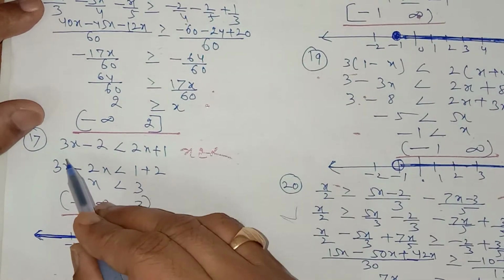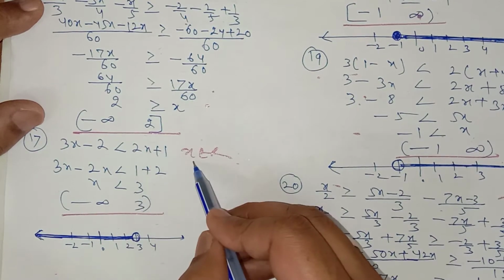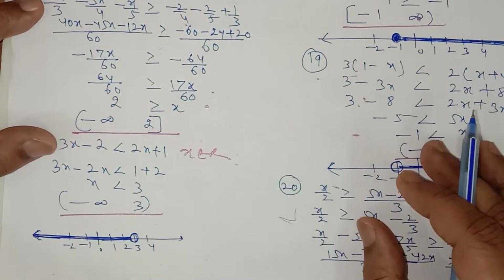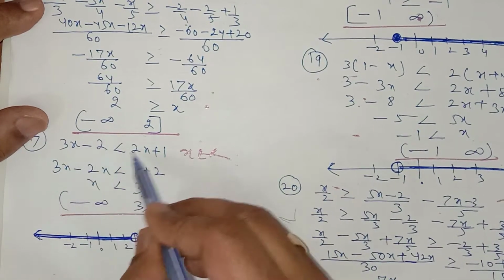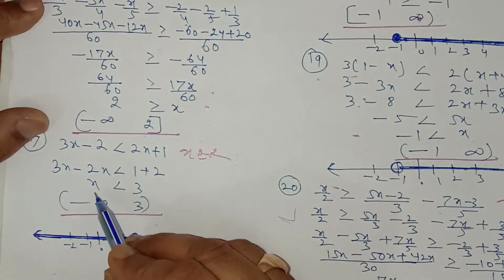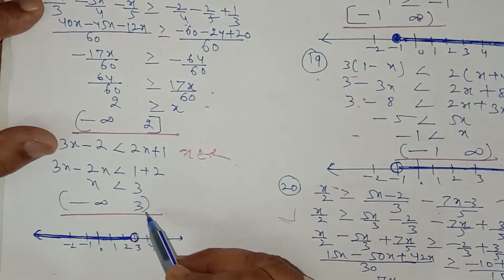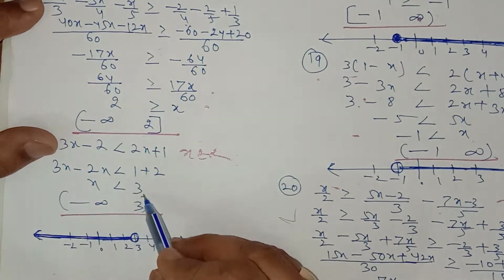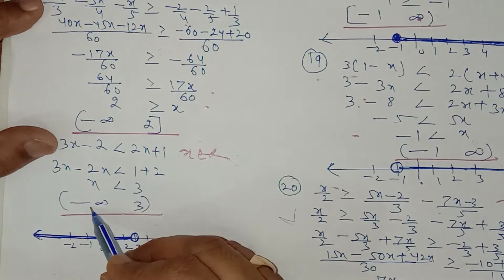In question number 17, it is 3x minus 2 less than 2x plus 1, and you have to write the answer in the real number and you have to mark them on the number line also. So 3x minus 2x, 1 plus 2, so x is less than 3. So all real numbers less than 3, equal sign is not there, so open interval, because it is less than 3, less than sign is there for the variable, so it will be towards the minus infinity.